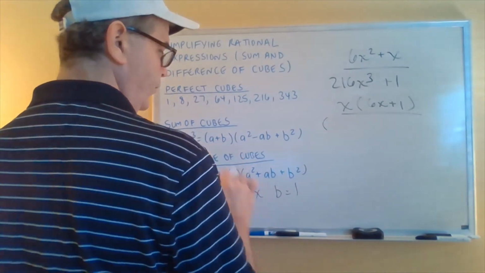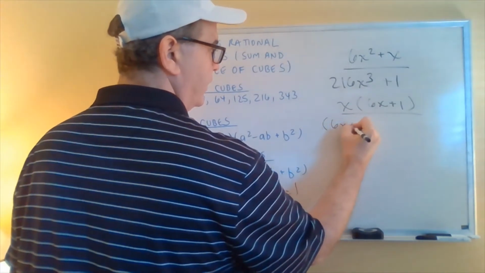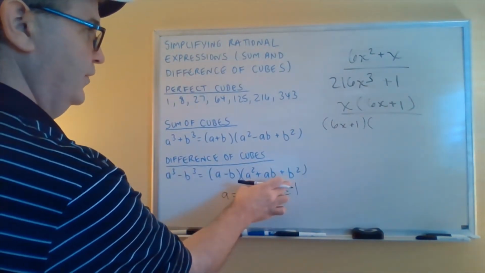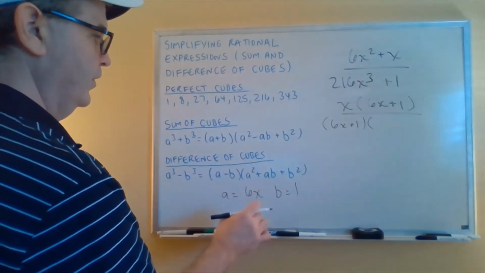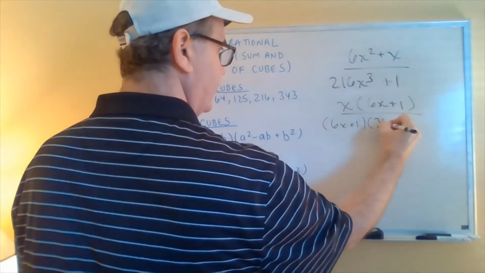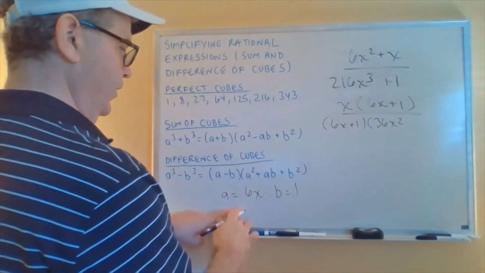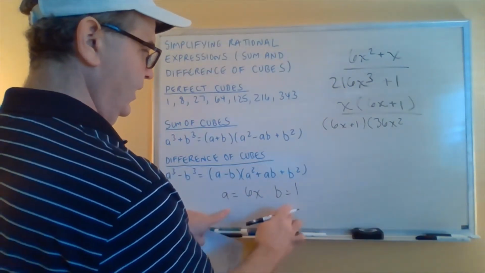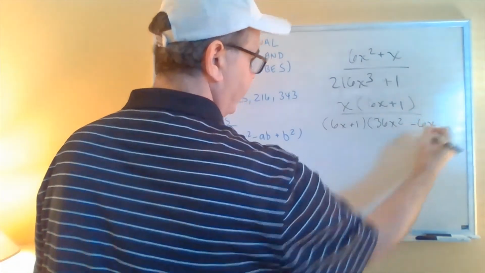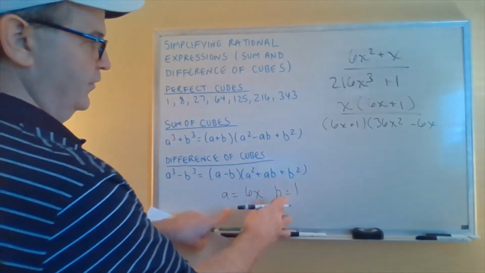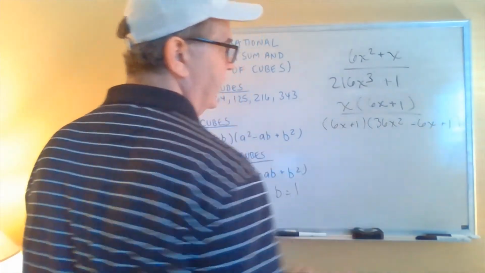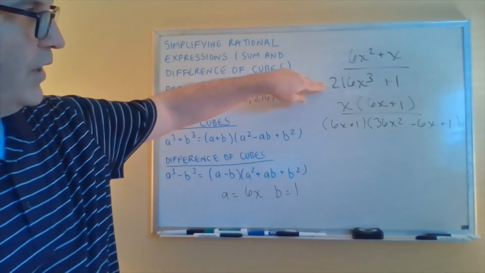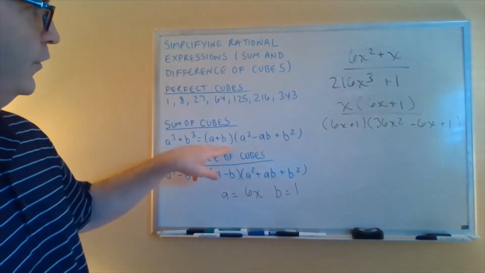So we're going to get a plus b, which is going to be 6x plus 1. And then we're going to get our second set of parentheses here, a squared plus ab plus b squared. We're going to have 36x squared. That's a squared. And then we're going to do minus ab. A times b is just 6x, so minus 6x. And then finally, we're going to add b squared, so we'll be adding 1 at the end here. So this is our factored version of our denominator here, using our sum of cubes formula.